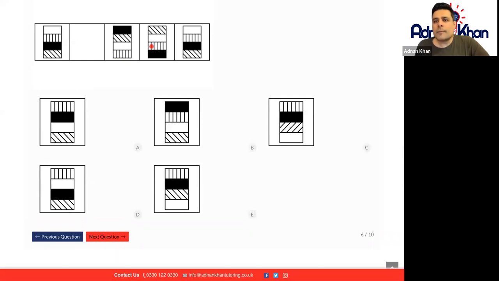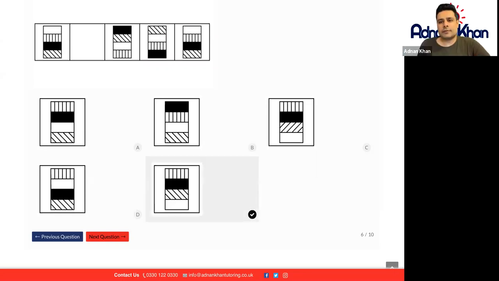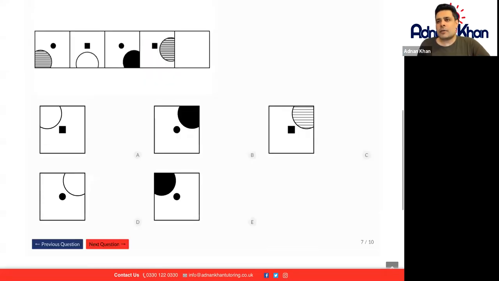The stripy rectangle moves up by 1? Can you see the white rectangle moves up by 1? Stripy rectangle moves up by 1. Again, the black rectangle moves up by 1. Stripy rectangle moves up by 1. White rectangle moves up by 1. So it would be E. It will be E. Absolutely. Well done. Good lad. Thank you very much, Hisham, for that. Thank you.